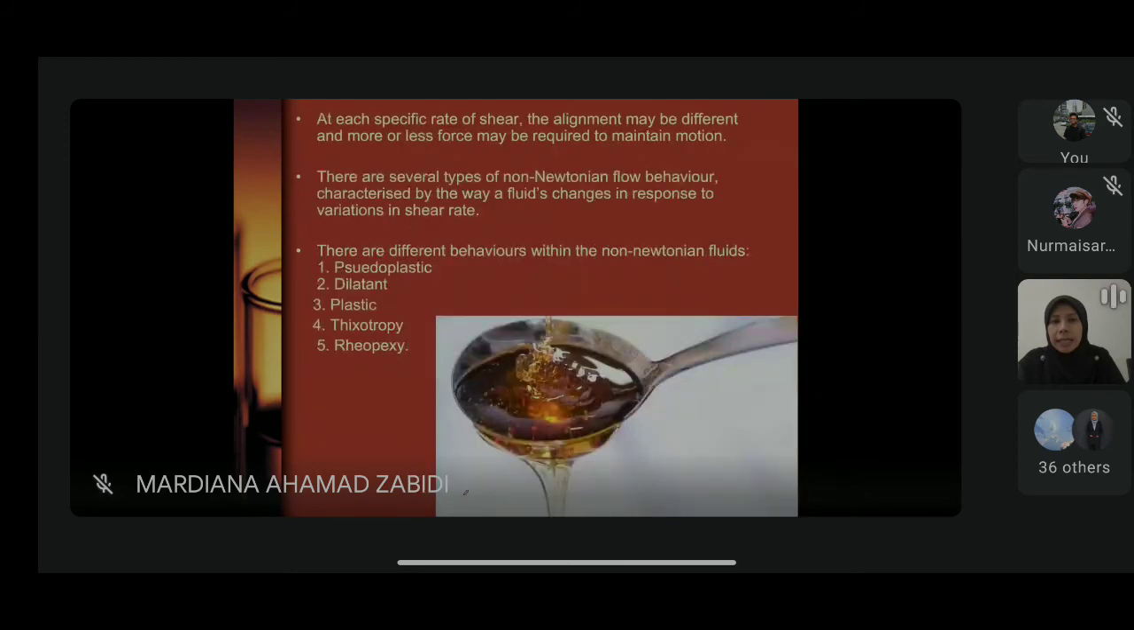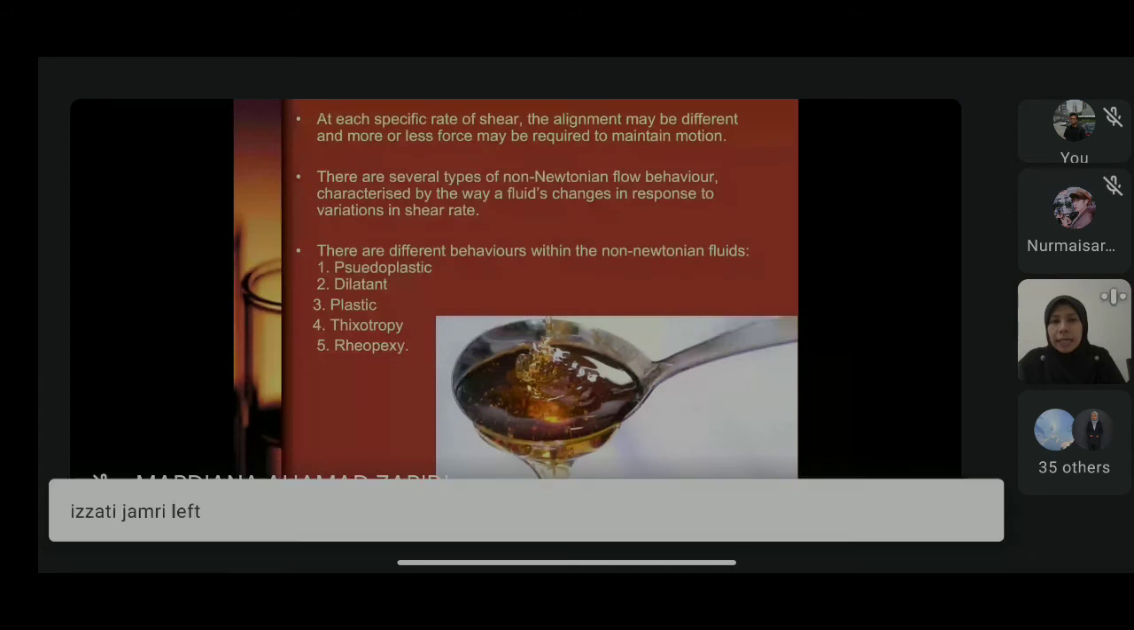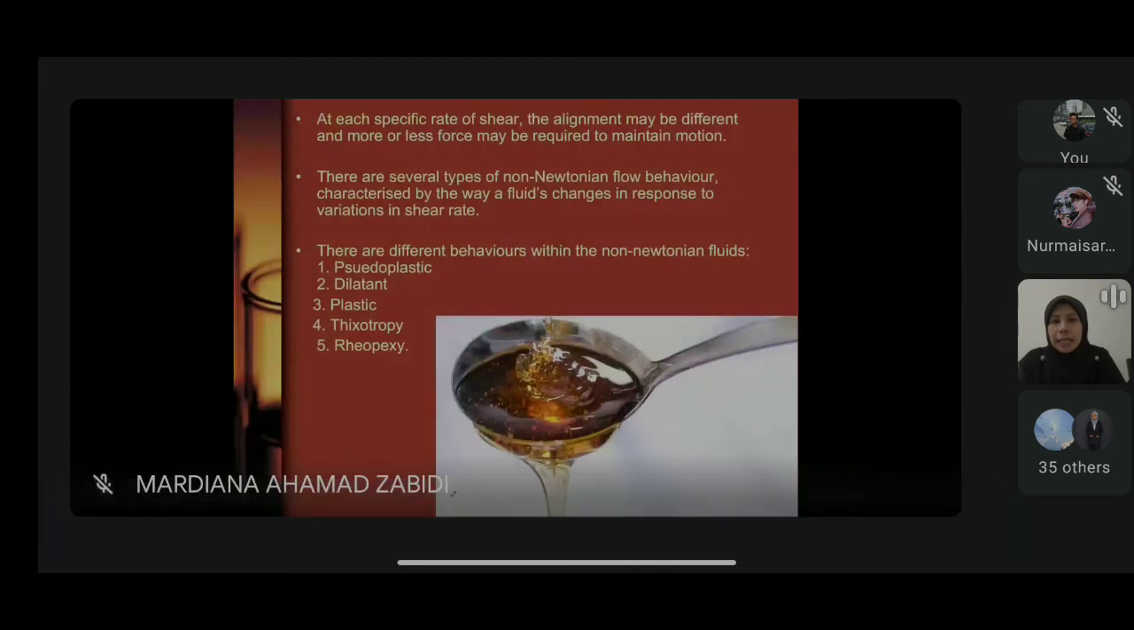Okay, at each specific rate of shear, the alignment may be different and more or less force may be required to maintain the motion. There are several types of non-Newtonian flow behavior, whereby it is characterized by the way the fluid changes in response to variation of shear rate. Okay, so this one we have 5 types of non-Newtonian fluid, and this one just for your general information sajalah.